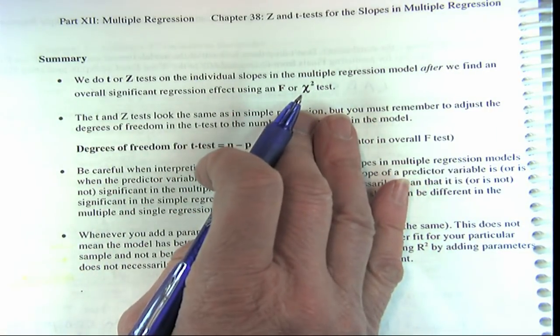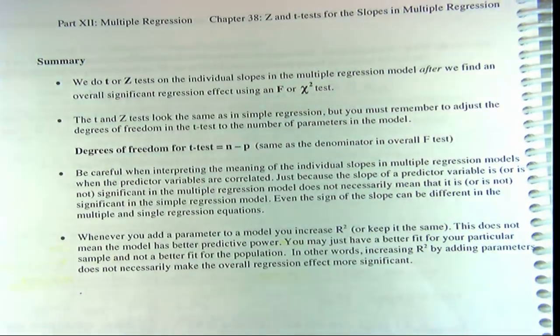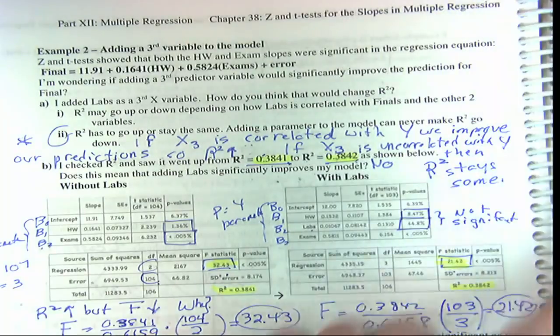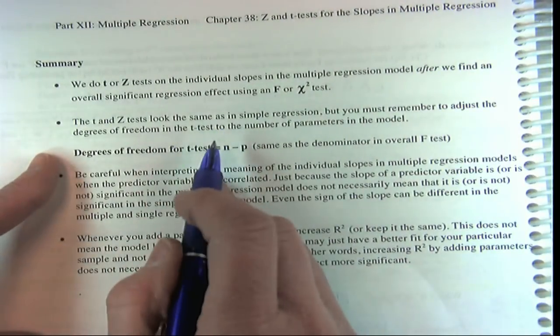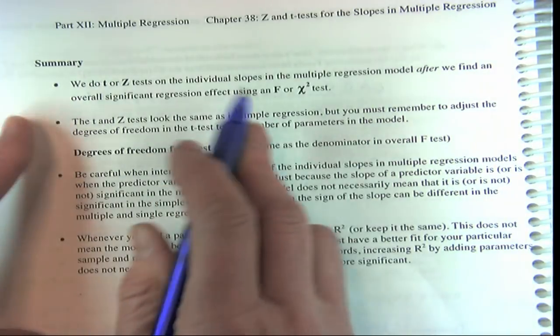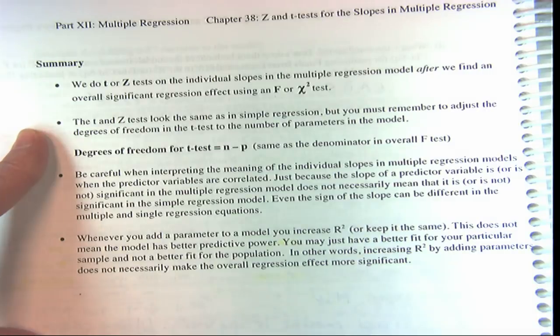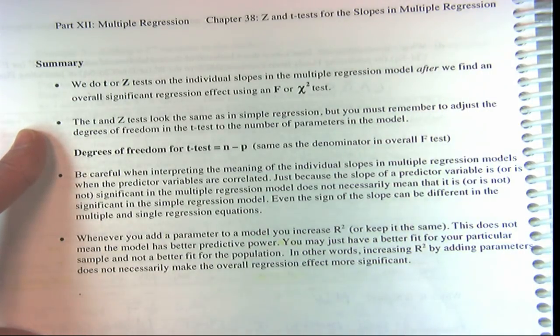But you'll be given the R's and the SDs, they're too hard to figure out, so they'll be given to you here, okay? You can't use that formula that you do for the simple slopes, R times SDY over SDX, because remember those R's and standard deviations change when you have multiple regression.